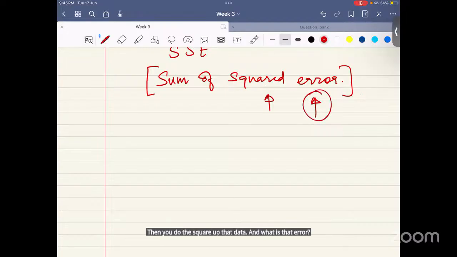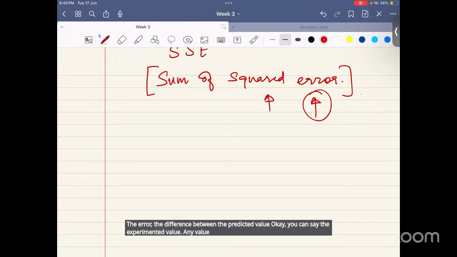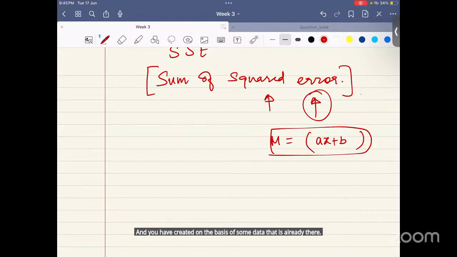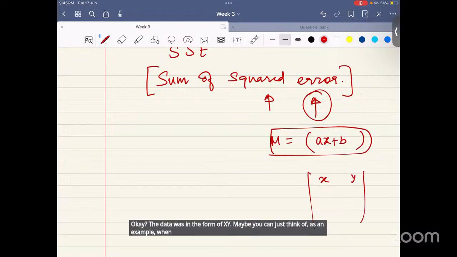The error is the difference between the predicted value and the experimented value, any value. Some model you have created, some linear model, ax plus b. You have created it on the basis of some data that is already there, in the form of x, y. Maybe you can think of an example from class 11 or 12, when you were taught Ohm's law, right?